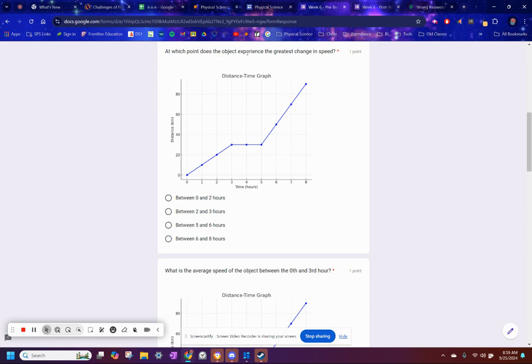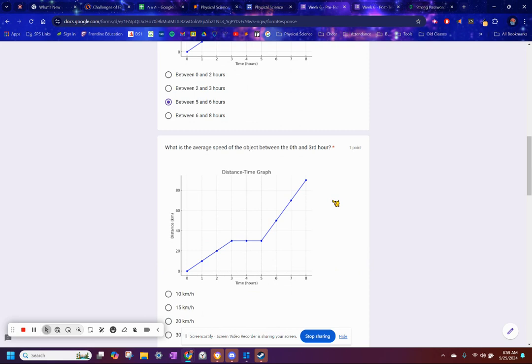At what point does the object experience the greatest change in speed? That would probably be between 5 and 6. 6 and 8 is also a possible option, and so I actually made both of these worth points. This is technically the better one because we go from stopped to a faster speed, but I also counted this as a correct answer too.